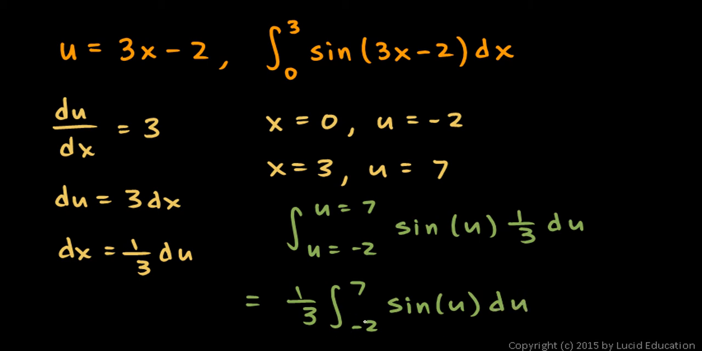This -2 and 7, we don't have to write u equals -2 and u equals 7. The fact that those are u values is implied from the fact that this is a function of u and a du right there. So that's the answer.